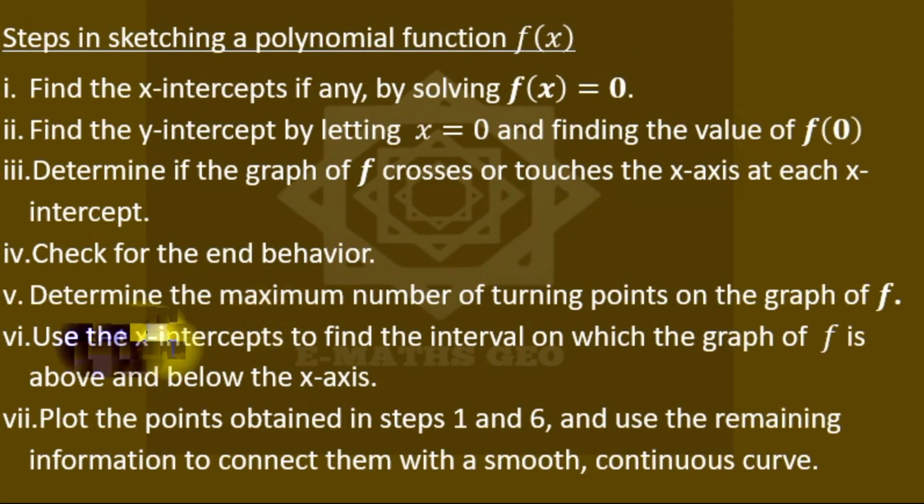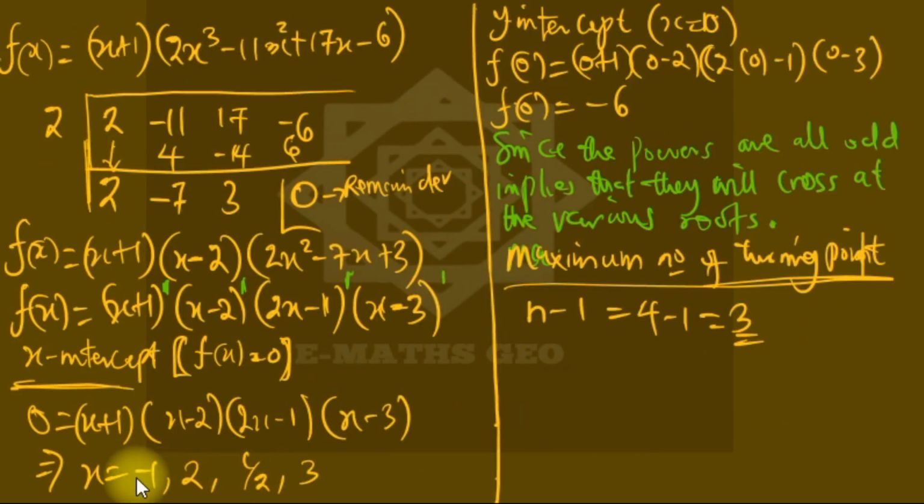So the other one, they say use the x-intercepts to find the intervals on which the graph will be above. So this one is now another work, so that the graph will cross, because we have odd powers. It will cross at minus 1, 2, half, and 3. But between these numbers, the graph should either go up, that will be above the x-axis, or it will be below the x-axis. So we don't know whether it will be above or below.